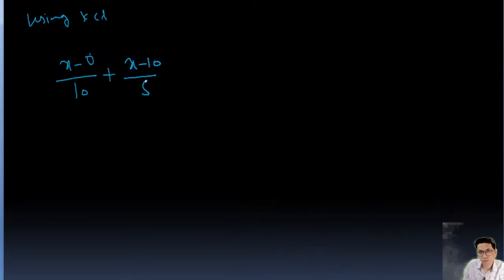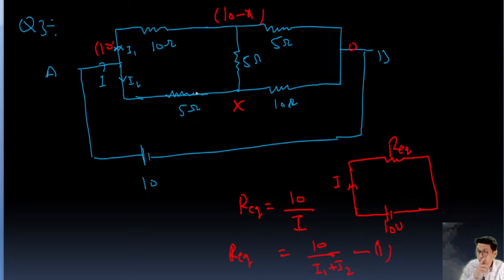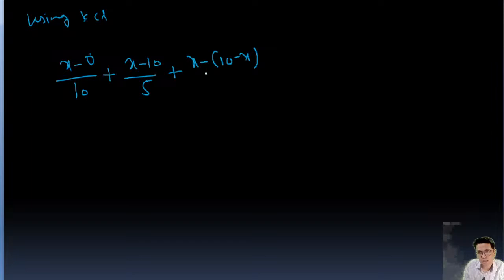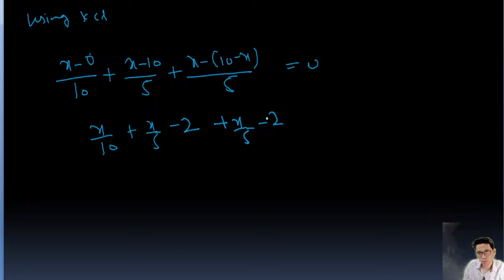X minus 10 upon 5 plus X minus 10 minus X upon 5 equal to 0. Very simple. Now we'll solve it. So this is going to be X by 10 plus X by 5 minus 2 plus X by 5 equal to 0, and we'll solve it.